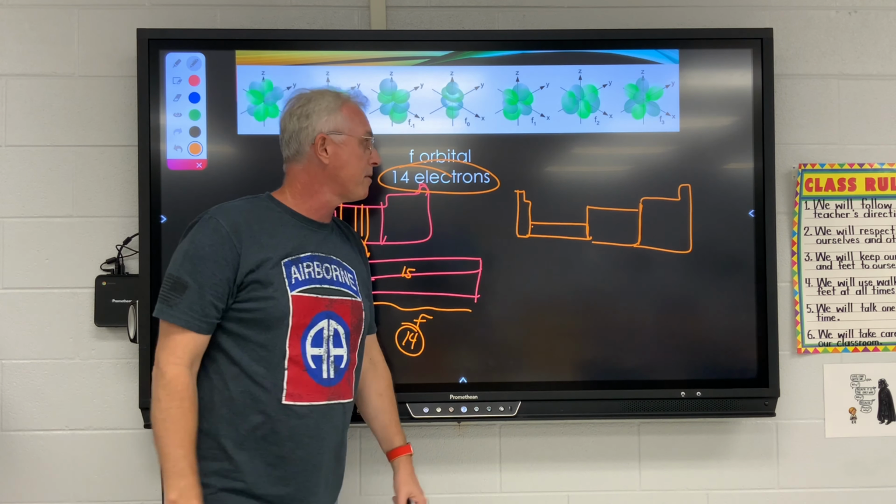Okay, here we go. So you saw this yesterday. This is the energy orbital filling diagram. Lowest energy is the 1s, then it goes to the 2s.